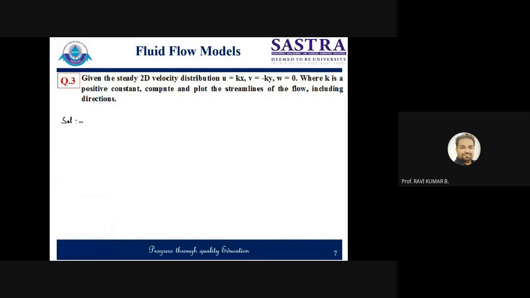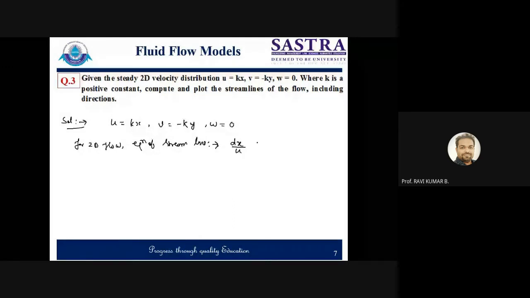Straightforward, you start. It's a two-dimensional case of velocity. Velocities are given: u is equal to kx, v is equal to minus ky, and w is equal to 0. It is clearly given. No other parameters are given, and k is a positive constant, so keep it as a constant. Now for a two-dimensional flow, the equation of streamline is given by a very simple equation that we have derived, that is dx divided by u equals dy divided by v. This is equation number 1.